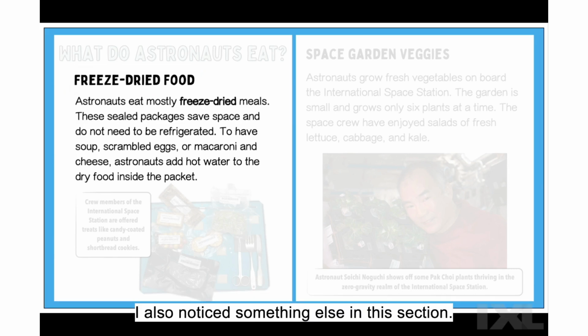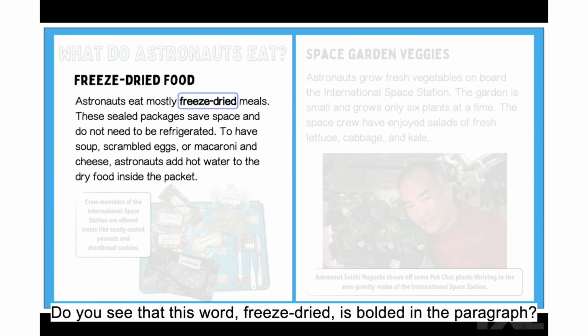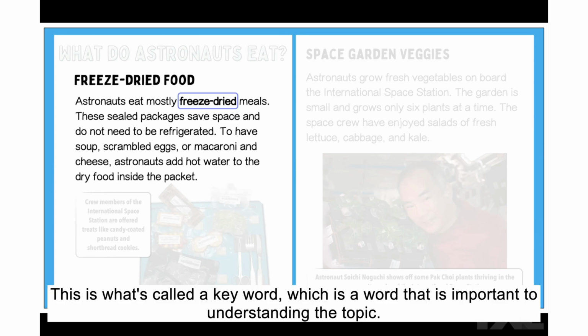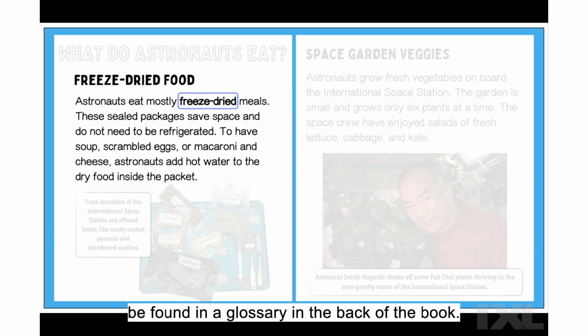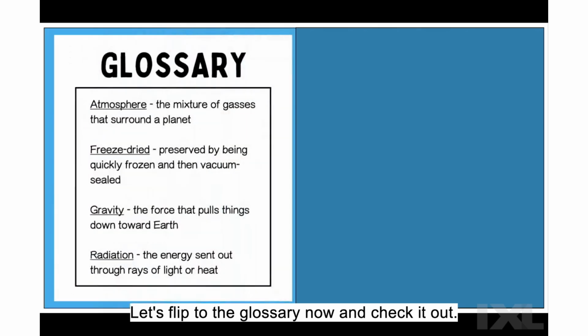I also noticed something else in this section. Do you see that this word, freeze dried, is bolded in the paragraph? This is what's called a key word, which is a word that is important to understanding the topic. Often, the definitions of keywords like this one will be found in a glossary in the back of the book. Let's flip to the glossary now and check it out.